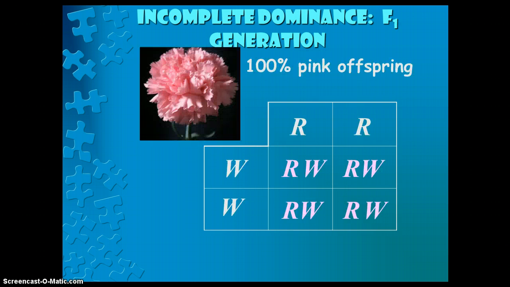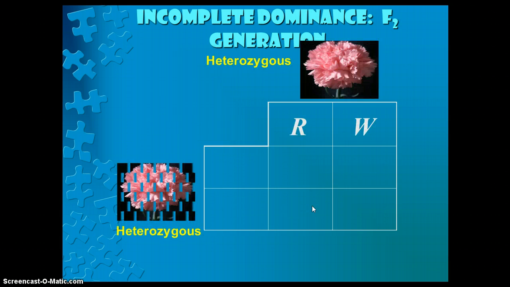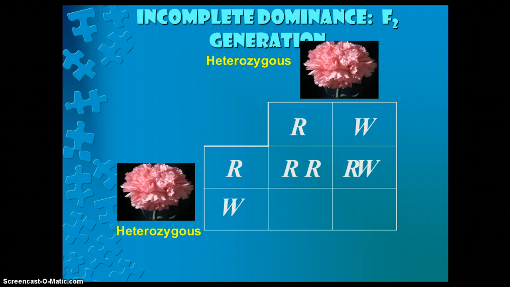Let's say we take the F1 generation that we just bred. We take the big R, big W and the big R, big W, two heterozygous pink flowers, so they have one of each allele, and we cross them together. What we're going to get is a big R, big R, big R, big W, big R, big W, and big W, big W.